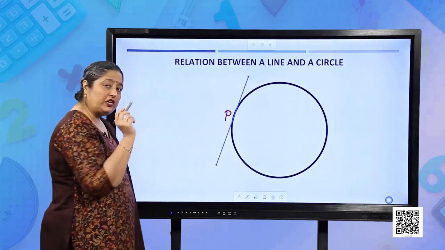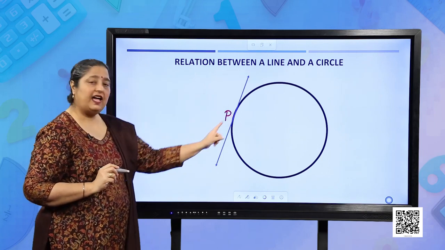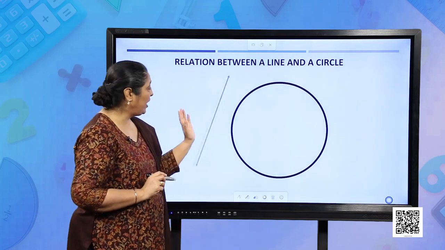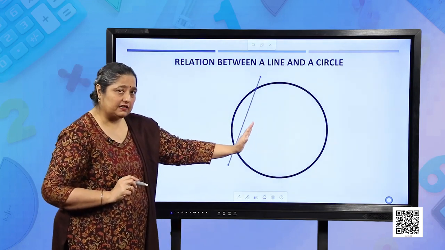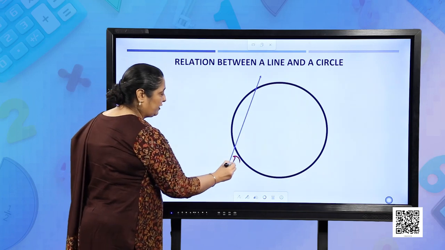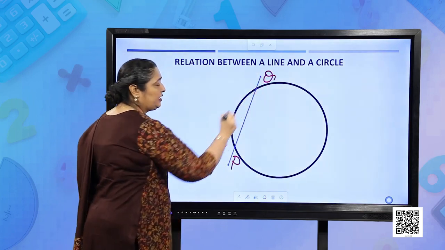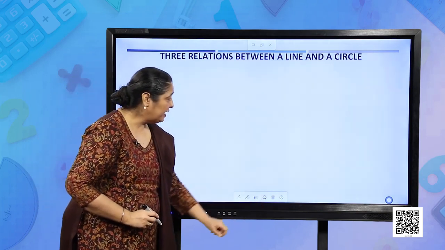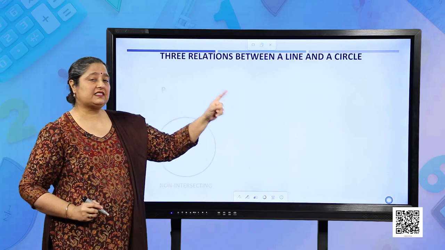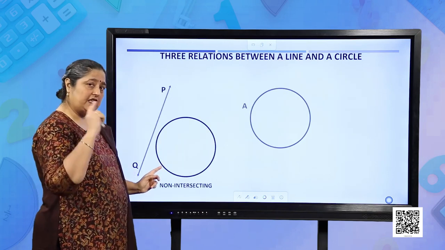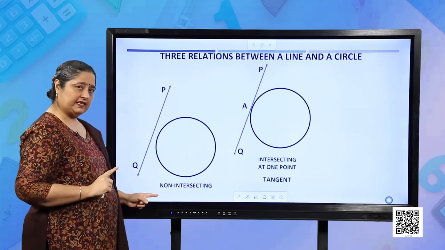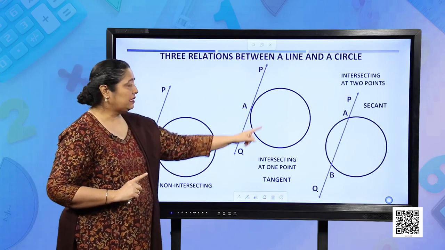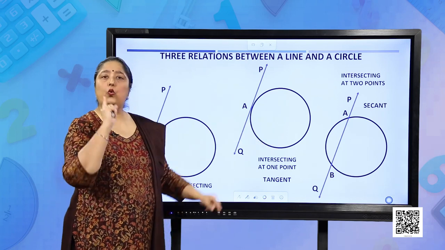This point is the point of contact of the line and the circle, and then as we move forward, we move the line inside the circle. Then we have 2 points of contact, that is P and Q. So, what we find? The relation between the line and the circle, we have 3 cases. The first case, non-intersecting. The line is not intersecting the circle, right? The second case, the line is intersecting the circle only once.